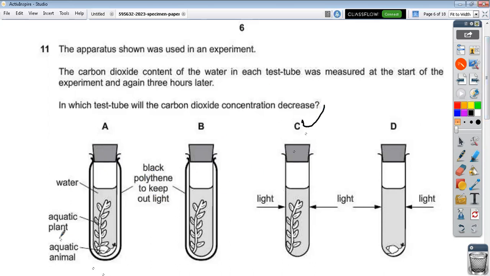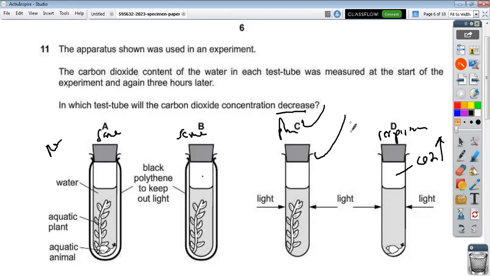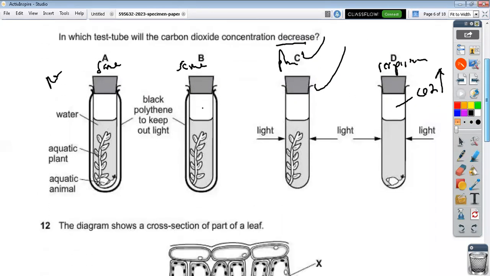So if we take out, this black keeps sunlight out. So no photosynthesis, so carbon dioxide concentration remains the same. Photosynthesis is the one that absorbs carbon dioxide. There, photosynthesis takes place. There, respiration takes place. If respiration takes place, carbon dioxide concentration increases. The question is talking about decreasing. Clear now? Yes, sir.